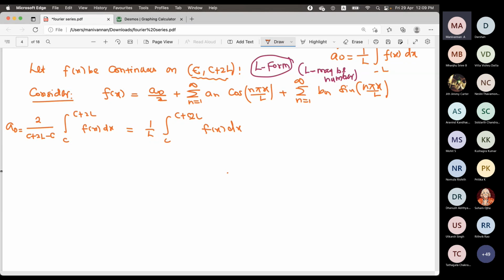Yes. Okay, now a_n, the same format: 2 divided by c plus 2L minus c, integral from c to c plus 2L of f of x. Whatever you have assigned with this n, it is the cosine function, so we take cos(n pi x / L) into dx. Then b_n will be 2 divided by c plus 2L, integral of f of x. Can you tell me?